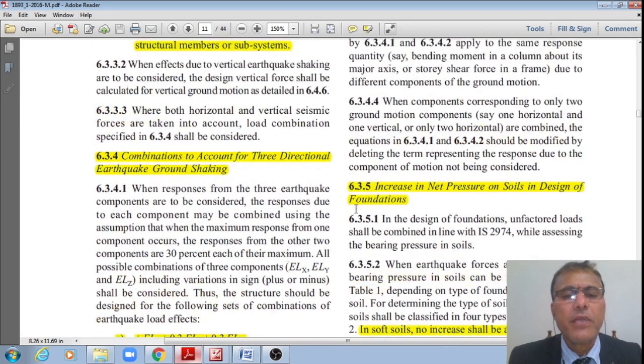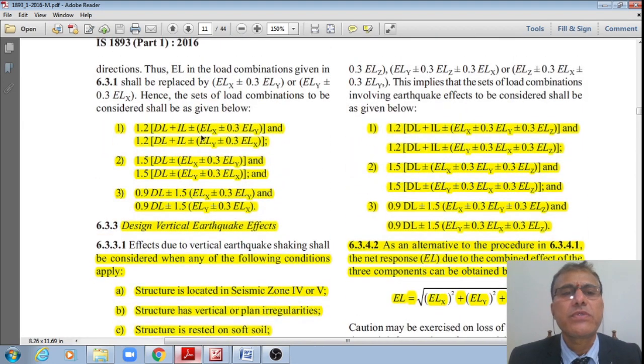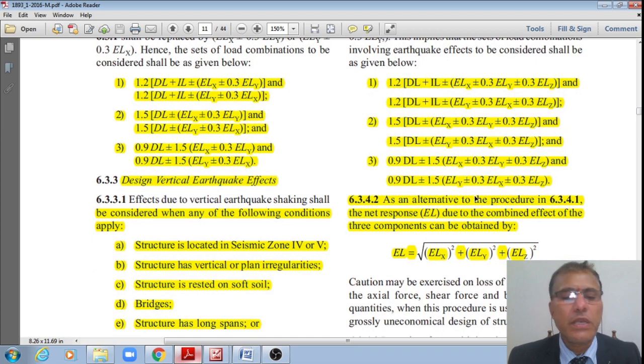Now obviously, using this, I have to have these different load combinations as we have seen in the previous case, just with ELX and ELY. Now I have to replace that ELX plus 30% of ELY with plus or minus 30% of ELZ also additionally, using dead load, live load, earthquake combinations, and 1.5 dead load and earthquake combinations, and for stability, 0.9 plus or minus 1.5, with all three earthquake loads in three mutually perpendicular directions.